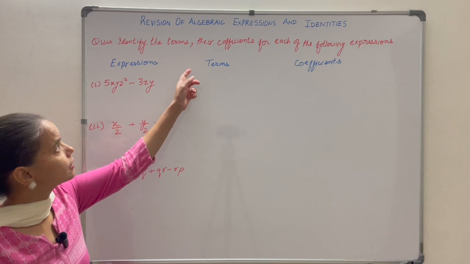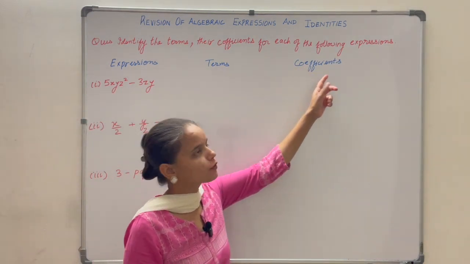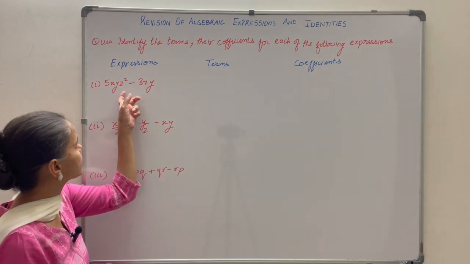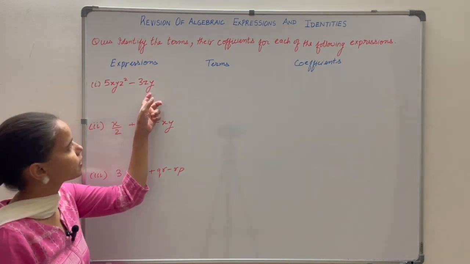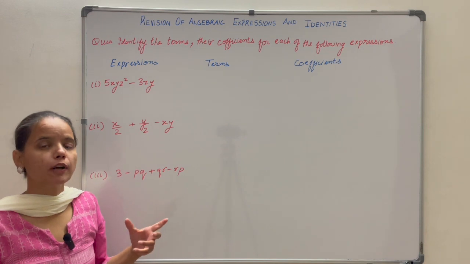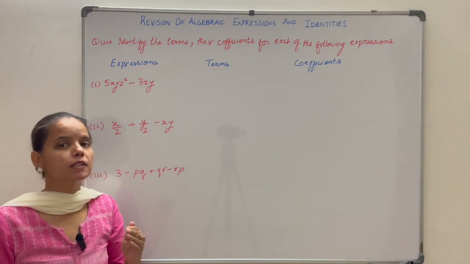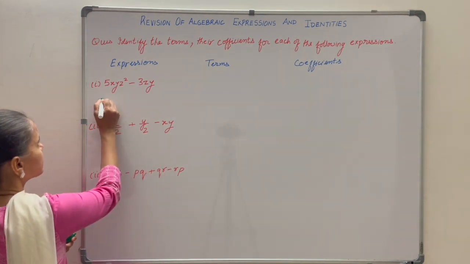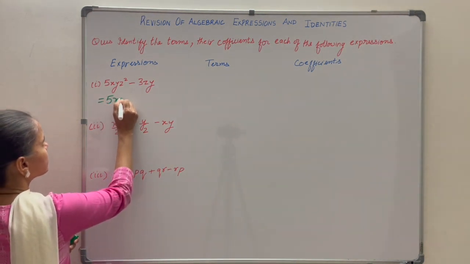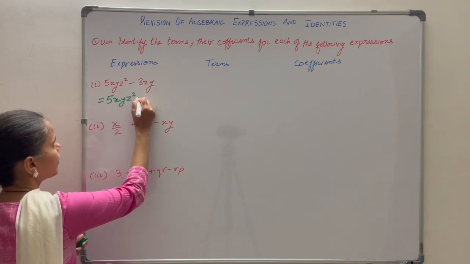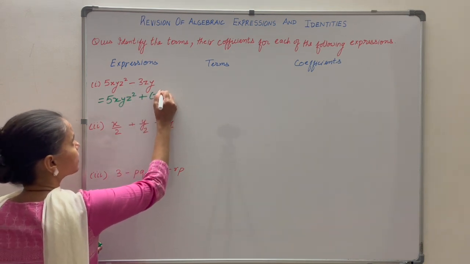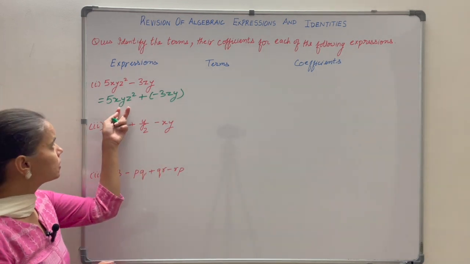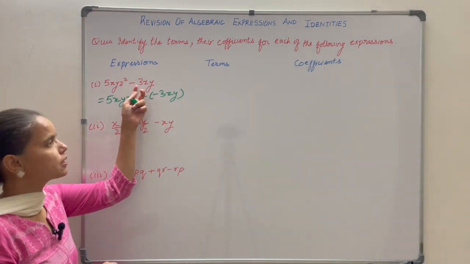Identify the terms, their coefficients for each of the following expressions. So this is your first expression, 5xyz square minus 3zy. So you need to identify the terms. So terms are added to form the expression. So let me rewrite this as 5xyz square plus minus 3zy. So we are adding these two terms to get this expression.